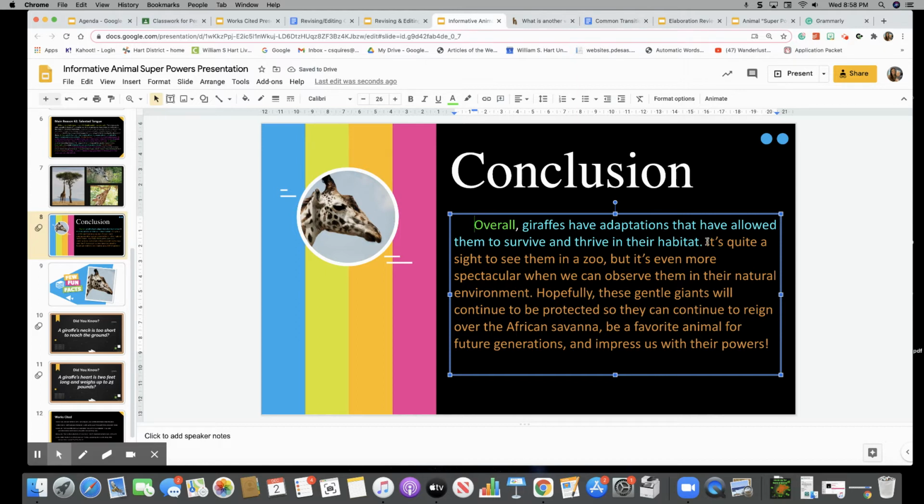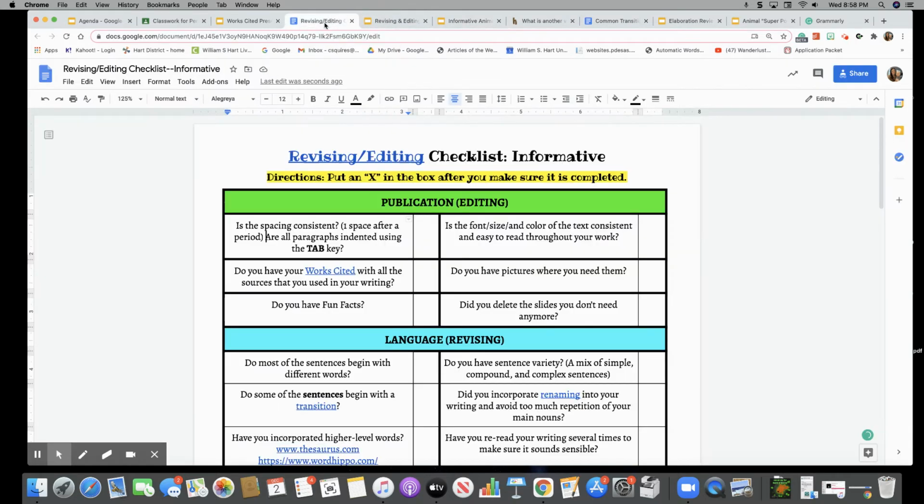The other thing there is, how many spaces do you have after a period? It shouldn't look like that. It should be one space. There shouldn't be two spaces, just one. Okay, so that's just a little reminder, just one of those little editing things that you want to go back and make sure is complete. Okay, so we checked that.